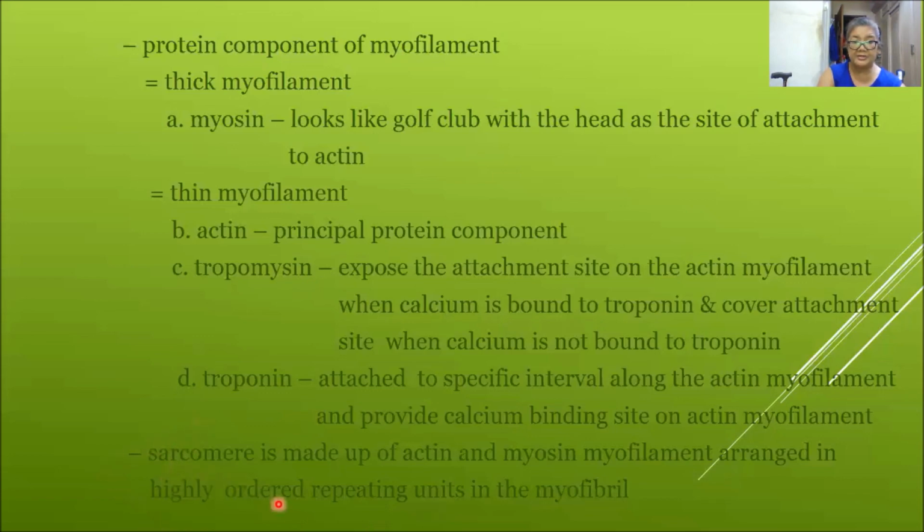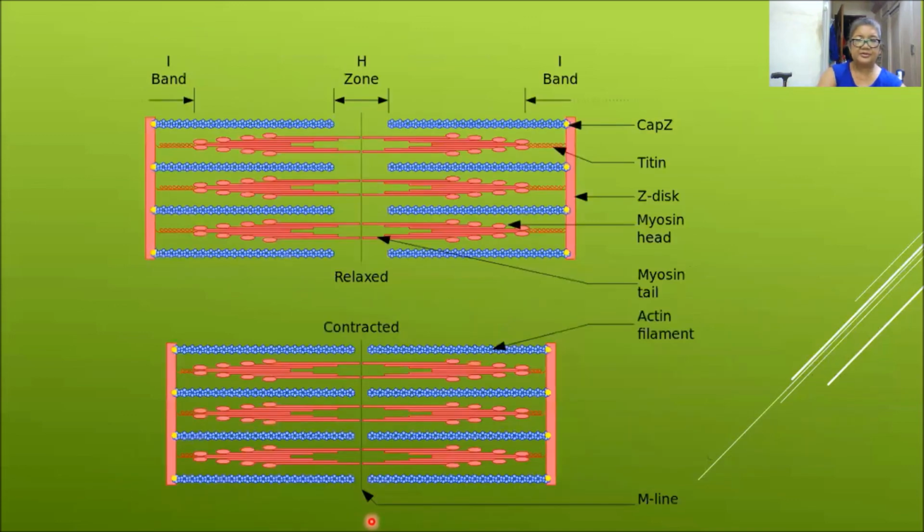Now, the sarcomere is made up of actin and myosin myofilaments arranged in highly ordered repeating units in the myofibril. So you have here the sarcomere. Here the muscle is relaxed. So in the A zone there will be lesser separation compared to when it is contracted. When the muscle is contracted, your actin myofilaments go towards each other.